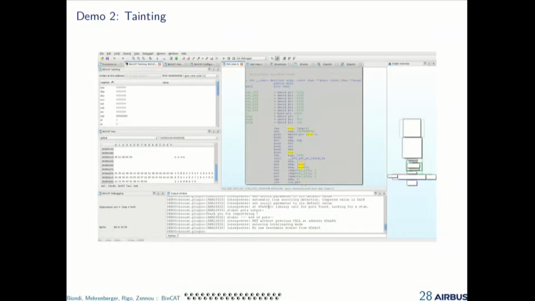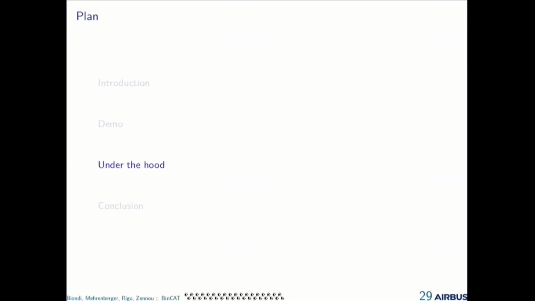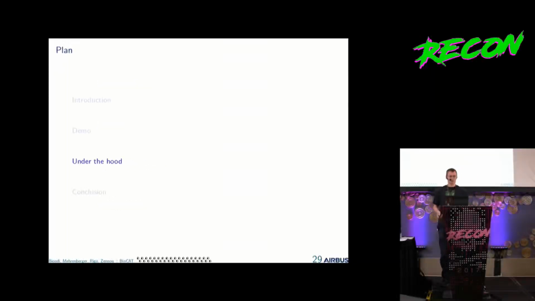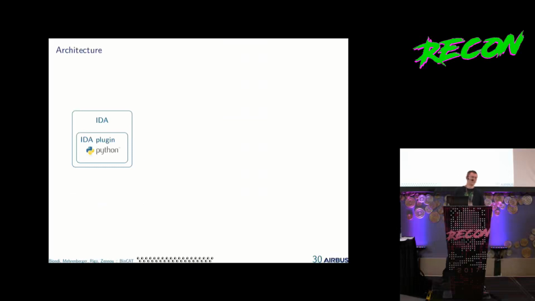So now we have seen that BinCAT is also able to do data tainting. It does all the other things, but we didn't have time to show that in the video. So how does it work under the hood? How can you use BinCAT? As you have seen, we use IDA, and all the IDA part is done in Python. And it talks to the BinCAT binary, which is written in OCaml. So don't scream yet. That's a very good language to write such complex tools. So how does the communication between the IDA plugin and the BinCAT binary work?